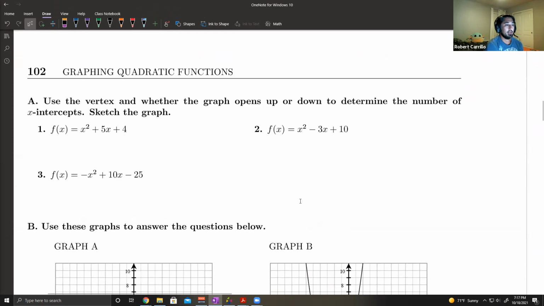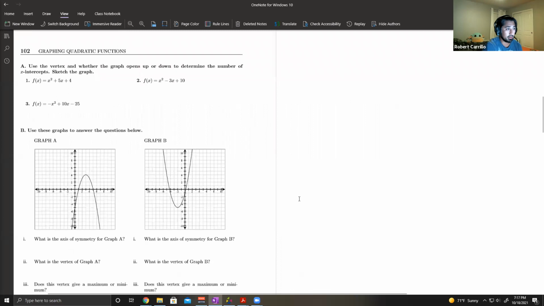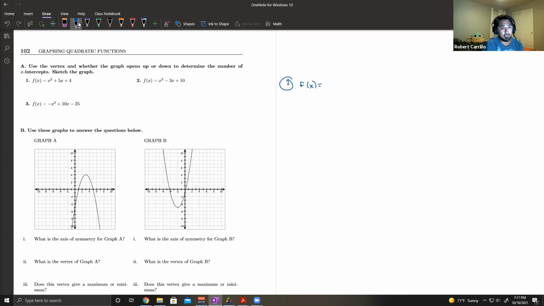All right. So, A, use the vertex and whether the graph opens up or down to determine the number of x-intercepts and sketch the graph. Okay, so this means I'm gonna need more space. So I'm gonna use the right side over here. And that's perfect. Okay, so let's start with 1. I'm just gonna rewrite the function. f of x equals x squared plus 5x plus 4.